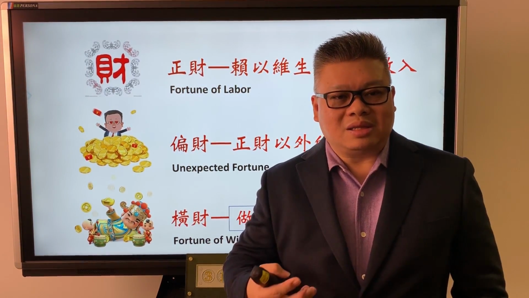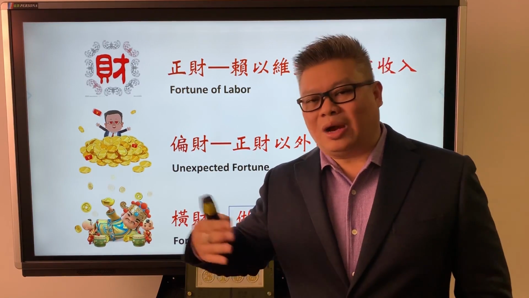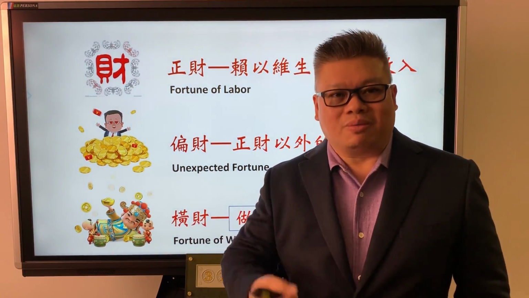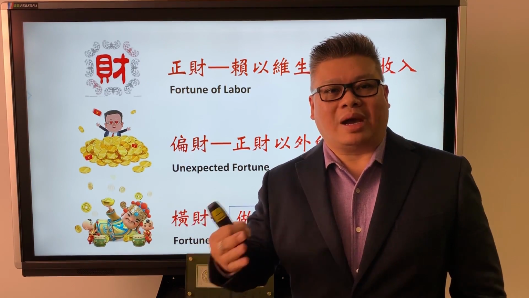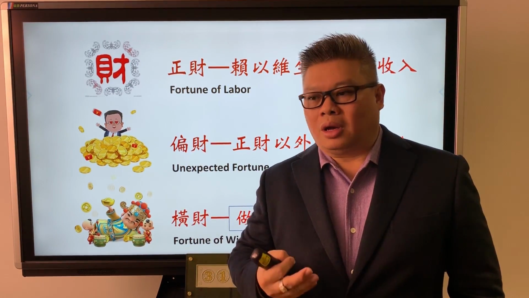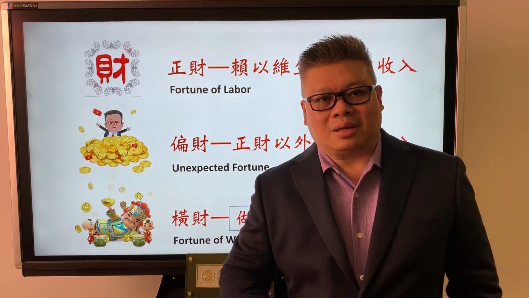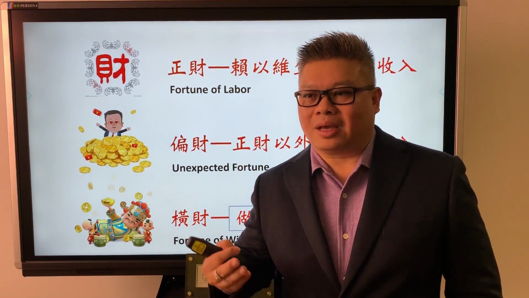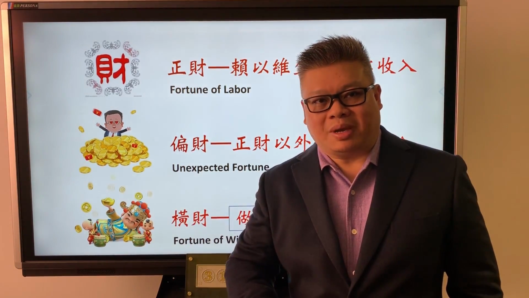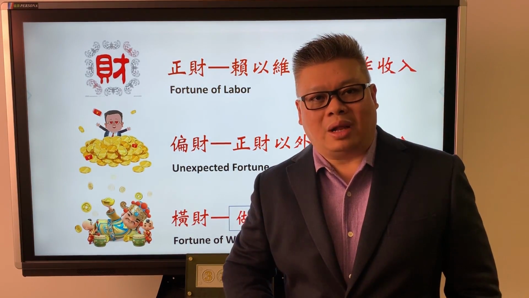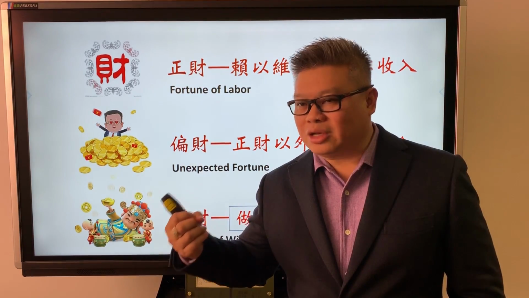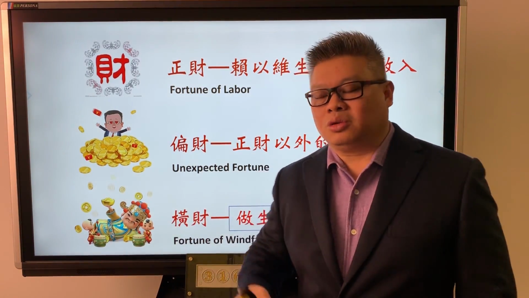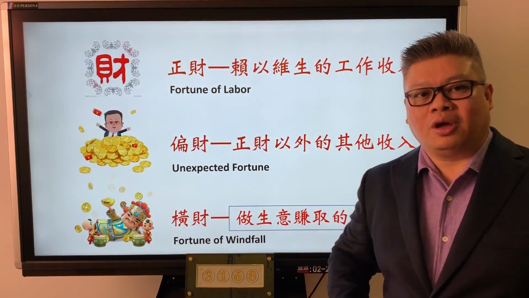So the money doesn't come in like the hard work of labor, even though we work probably harder than anyone else as bosses. But this is what I term as the fortune of windfall, meaning we expect not so much a monthly salary, but we expect the company will grow well in terms of revenue, and at the end of the day we make good profit and we actually get a good dividend out of it. So this is what we call the fortune of windfall.